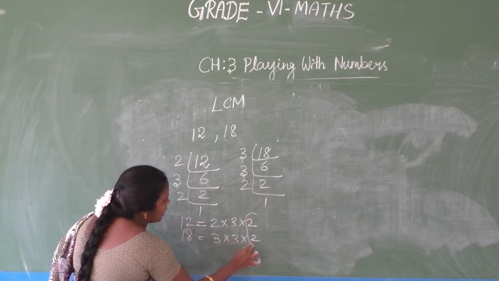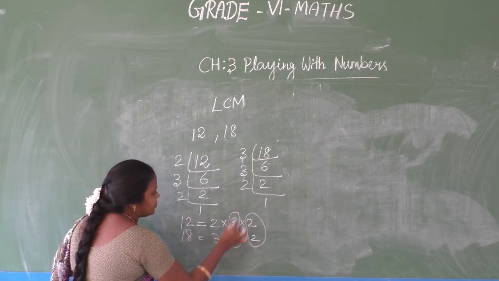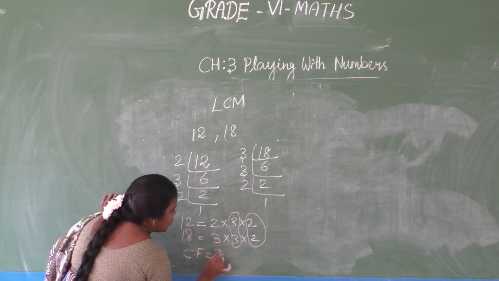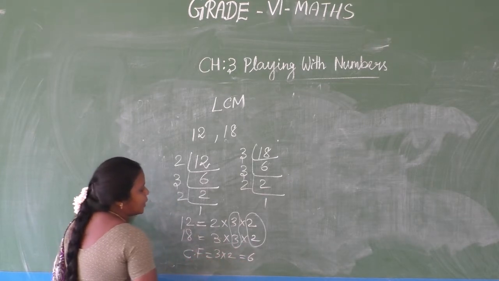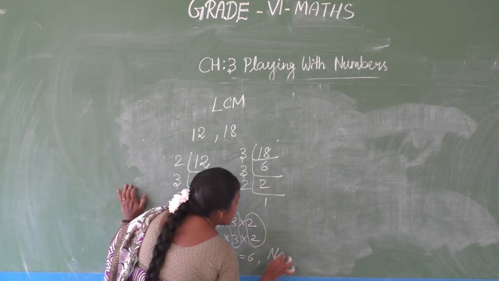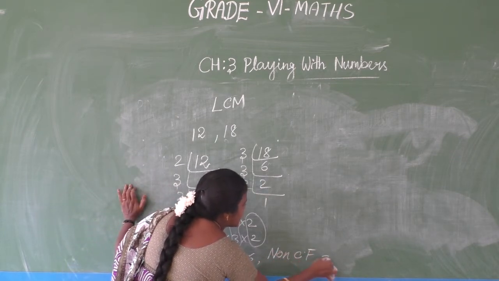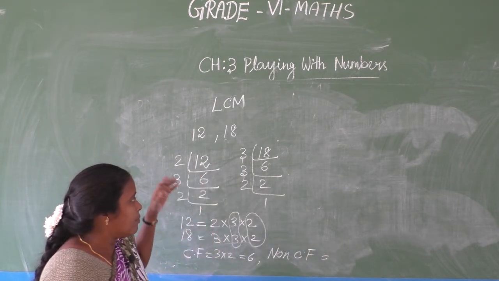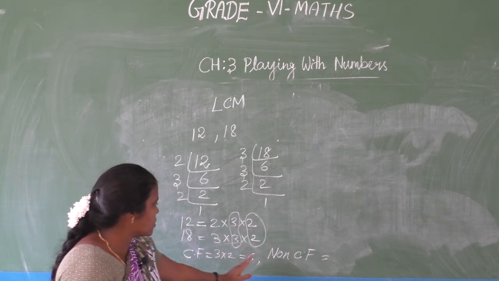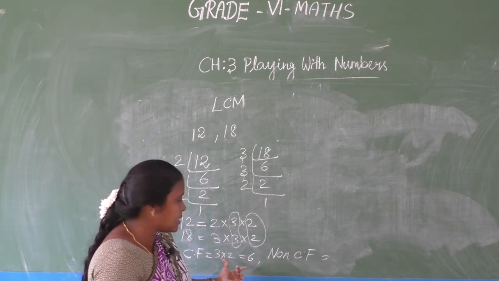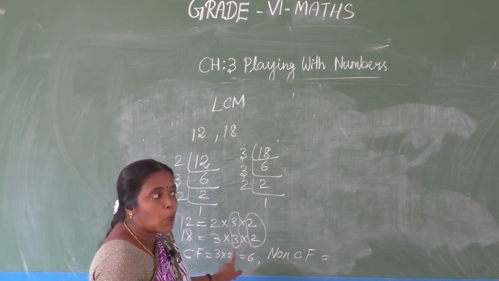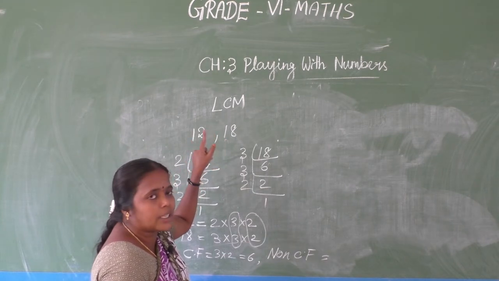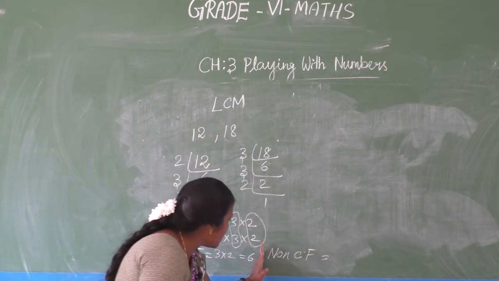Next, which are coming commonly? 2 and 3. Clear? So the common factors are 2 into 3, that means 6. What are the non-common factors? See children, while finding prime factors of the numbers, for finding HCF we stop up to this. Common factors we have taken and then multiplied. The product of the common factors is called the highest common factor of the given numbers. We stop up to this.